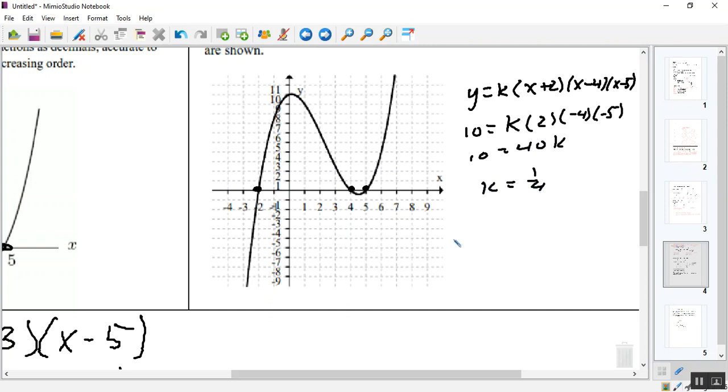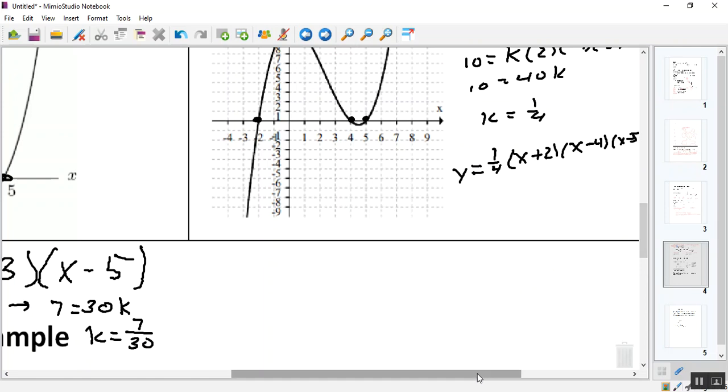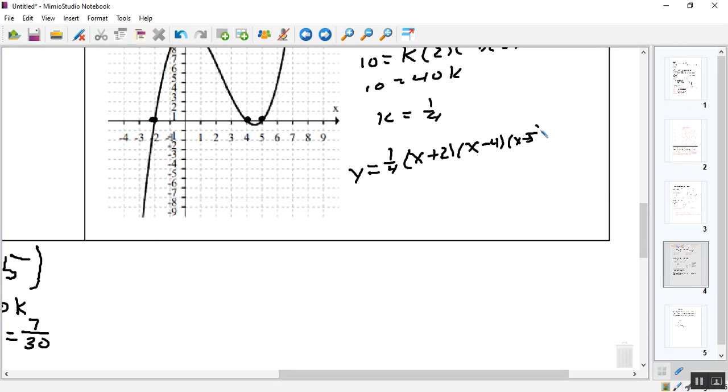So how many of you guys have y equals 1/4 times x plus 2 times x minus 4? Are we good with that, kids? That's an x minus 5 right there. How many had that? Okay.